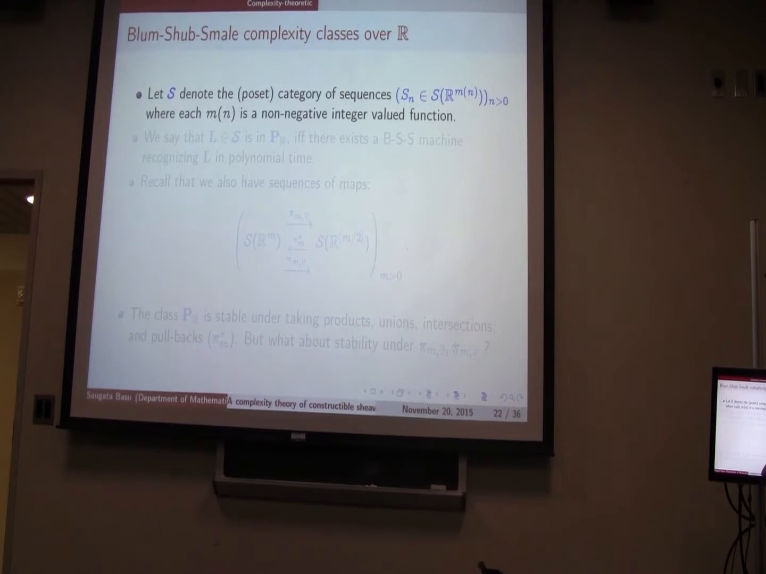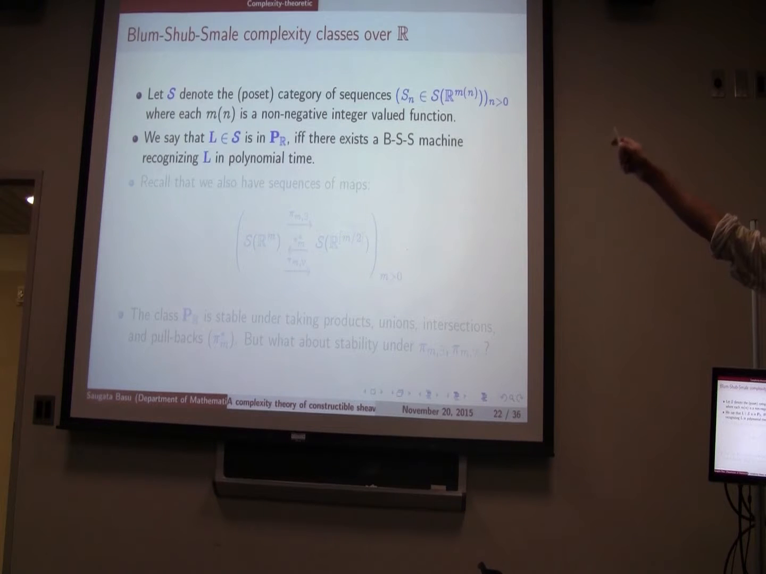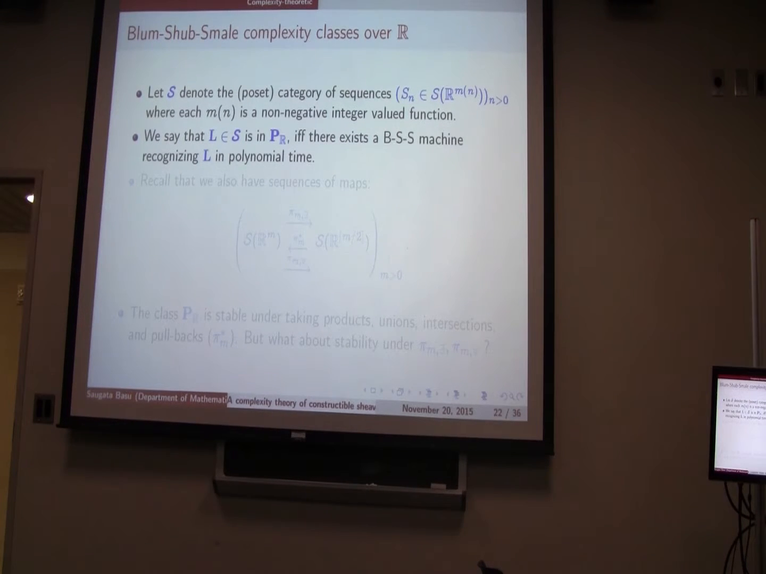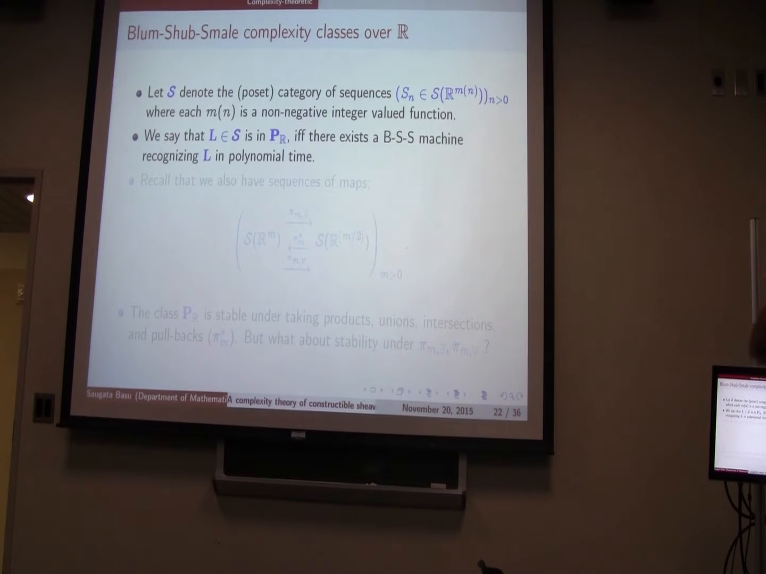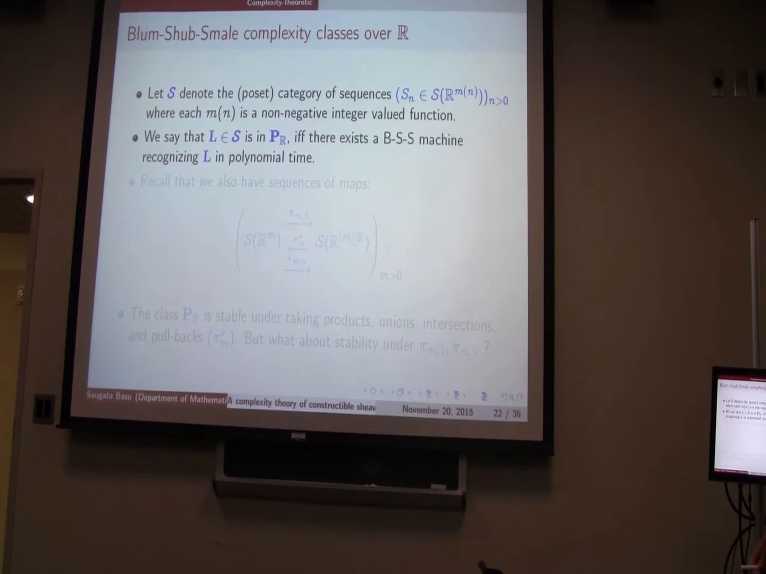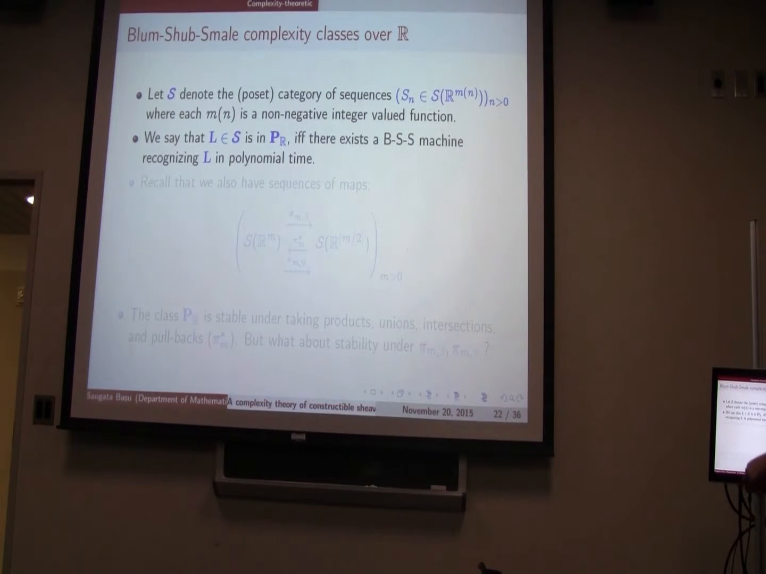And in the Blum-Shub-Smale sense, such a sequence is in P over R if there exists a Blum-Shub-Smale machine, which is some kind of a real computer, that recognizes L in polynomial time. Meaning, given an n and an S_n and a point x in R^n, it can decide whether x is in S_n or not in polynomially many steps.